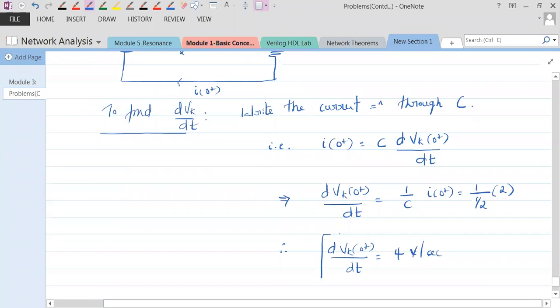So not everywhere would KVL help, as was the case in the previous problems. In this problem, for a change, the first order differential of voltage across the capacitor is asked. So you need to see which equation would give you the first order differential of voltage across the capacitor. Okay.